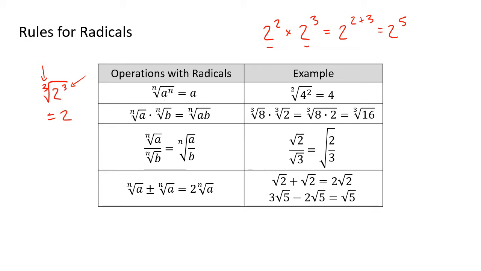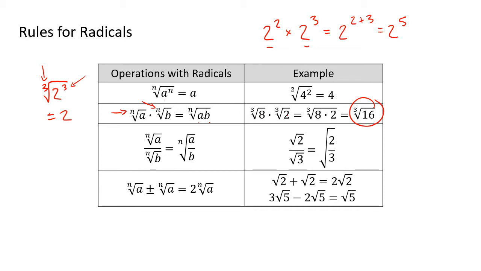The next rule is if you have the nth root of a, n being any number, times the nth root of b, remember, these orders of roots have to be the same, then you can combine them under one root sign and multiply them together to that same order of root. The example I have here: the cube root of 8 times the cube root of 2 is the same as the cube root of the two numbers multiplied together. So 8 times 2 gives you the cube root of 16.